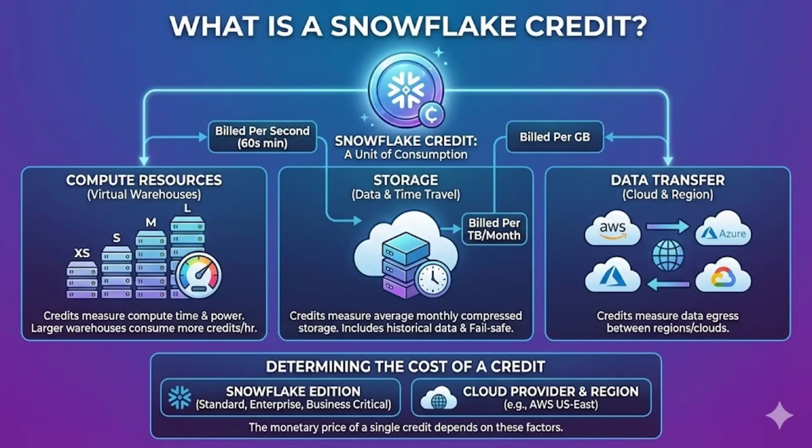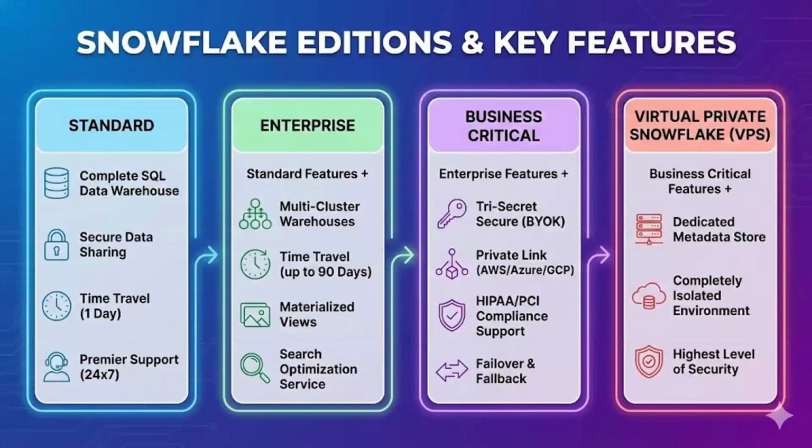So Snowflake cost per credit will be determined by different factors. What are the factors? The first and foremost factor is the edition. Every edition, like standard, enterprise, business critical, virtual private, all these are the 4 Snowflake editions available. Each edition will have different features. This is the basic one, if you observe here. Very limited features. It's a complete SQL data warehouse.